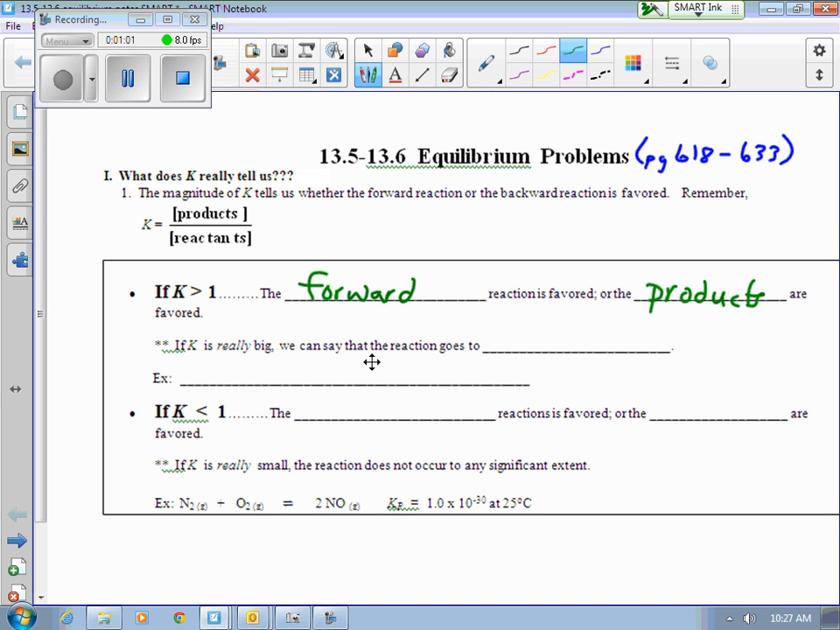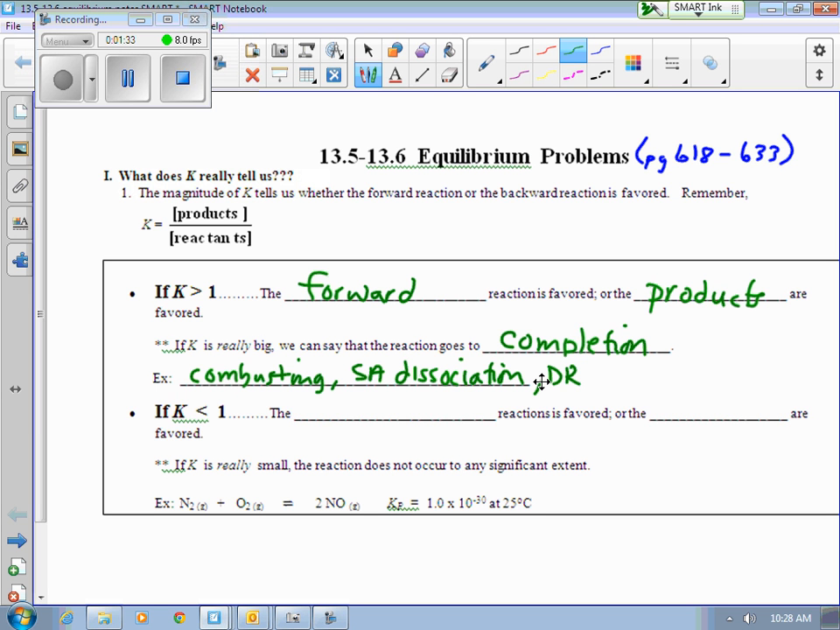Now, if K is really, really big, then we can pretty much say that the only thing you have is products. So it would say that such a reaction goes to completion. That would be reactions like maybe combustion, or maybe strong acids dissociating, like hydrochloric acid and water, it dissociates 100%, or just a lot of your CP Chem type reactions, like maybe double replacement reactions, any reactions that pretty much go to completion.